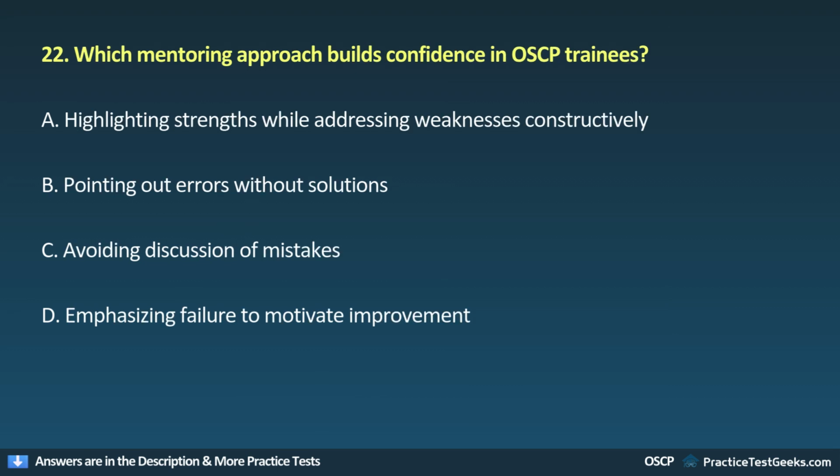22. Which mentoring approach builds confidence in OSCP trainees? A. Highlighting strengths while addressing weaknesses constructively. B. Pointing out errors without solutions. C. Avoiding discussion of mistakes. D. Emphasizing failure to motivate improvement.